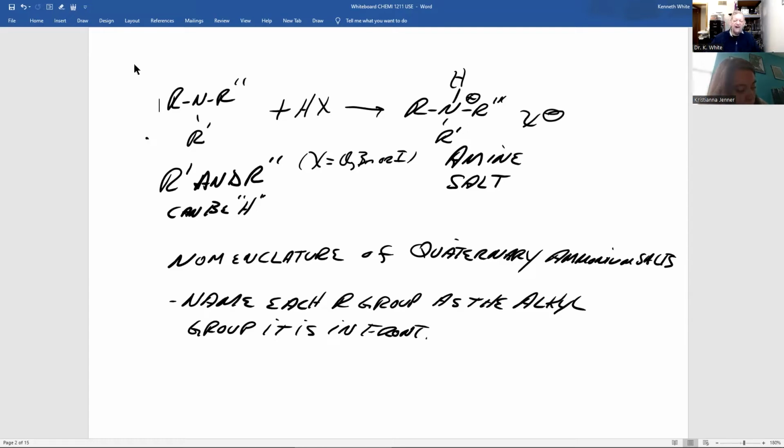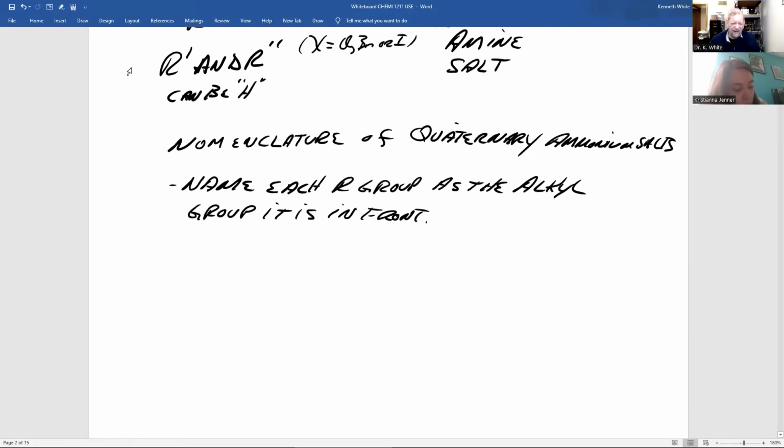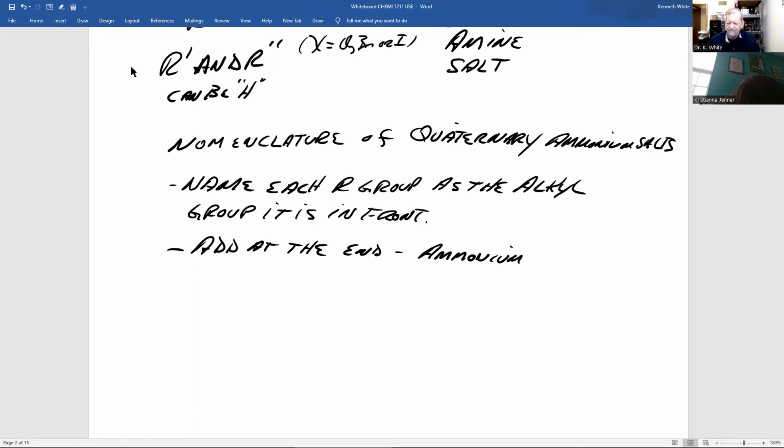Name each R group as the alkyl group it is in front, and then add at the end ammonium halide. And remember, Cl minus is chloride, Br minus is bromide, I minus is iodide. And I went through that with quaternary ammonium salts.